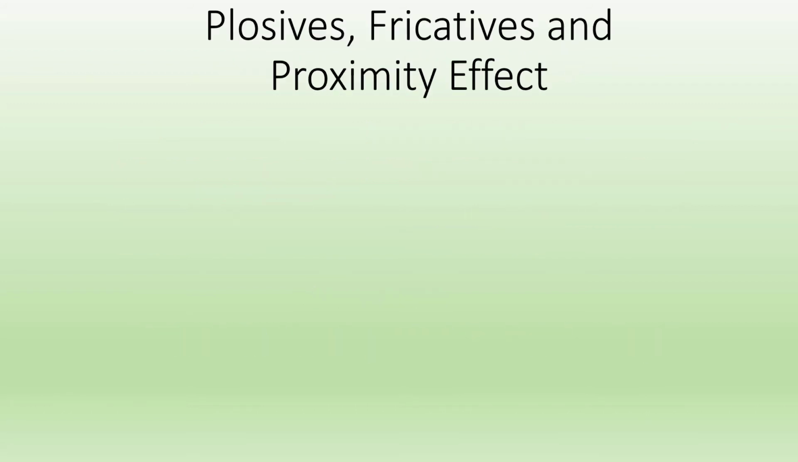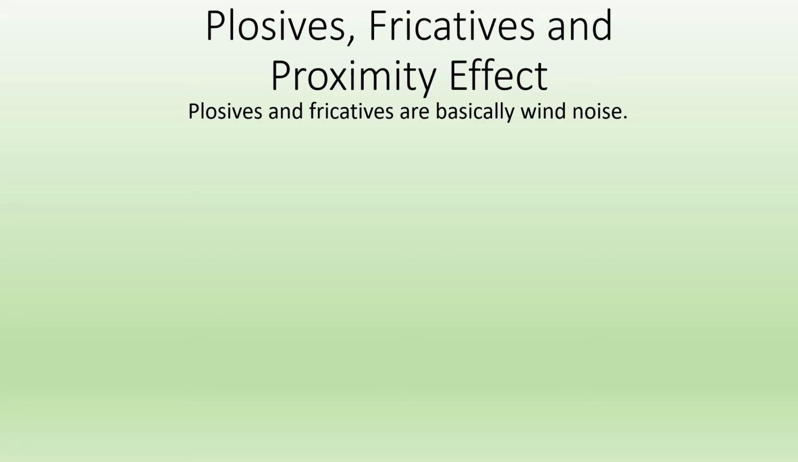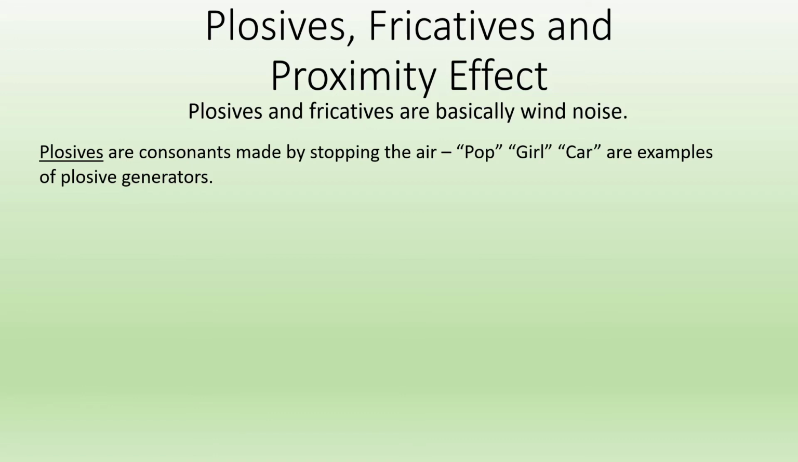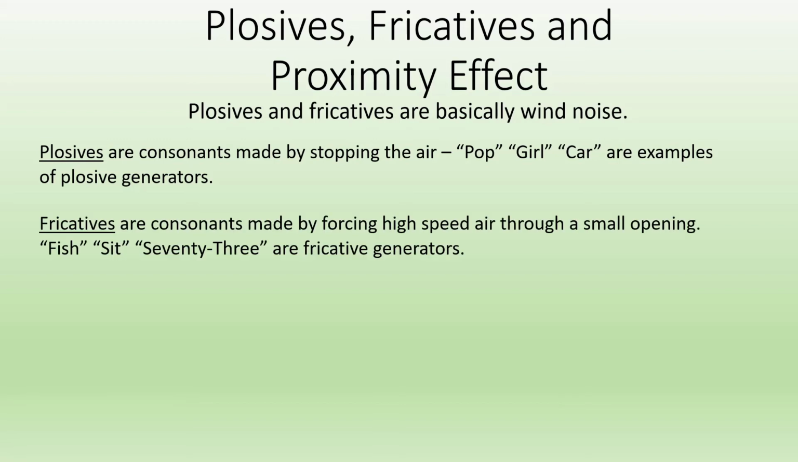Okay, let's talk about plosives, fricatives, and proximity effect. Fascinating topic. Plosives and fricatives are basically wind noise. Plosives are consonants made by stopping the air, like pop, girl, car. Those are examples of plosive generators. Fricatives are consonants made by forcing high-speed air through a small opening. Fish, sit, 73. These are fricative generators.